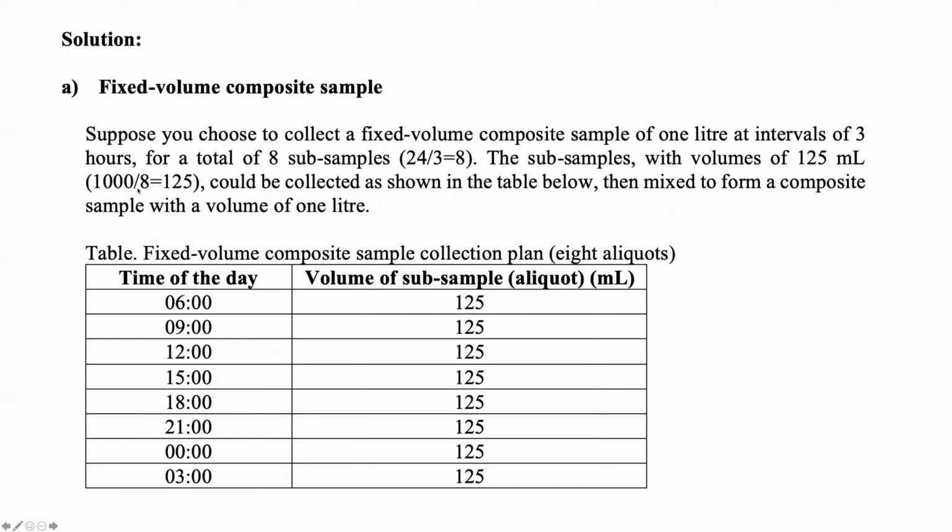So if you divide 1,000 divided by 8, you get 125. So by collecting these subsamples, once you mix them all together, it's going to give you a total volume of 1 liter.